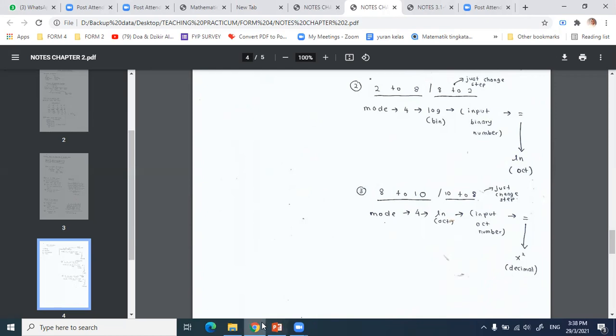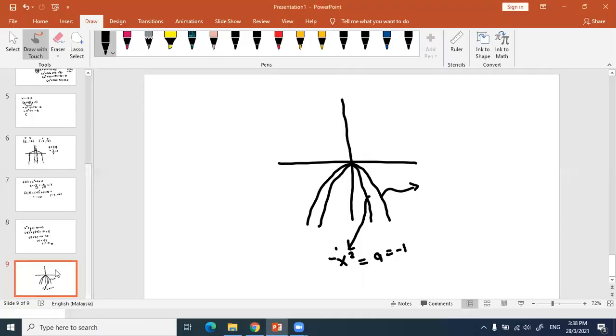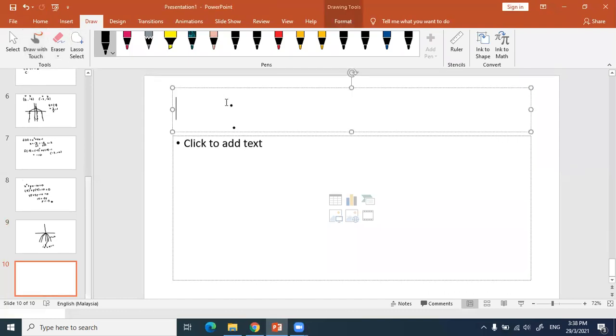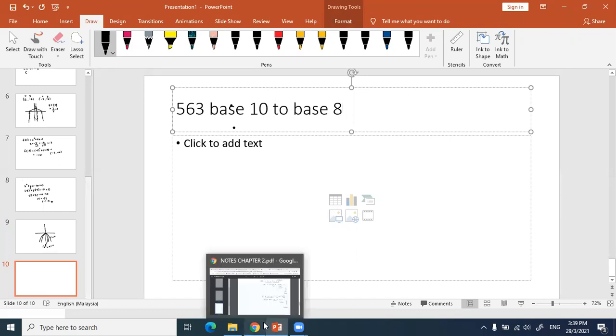Okay, this is the question. Base 10. Base 8. Can you see the question? 563 base 10 to base 8. Yes or no?